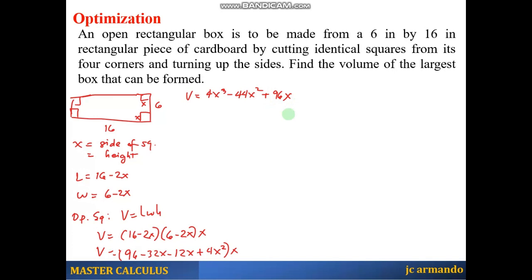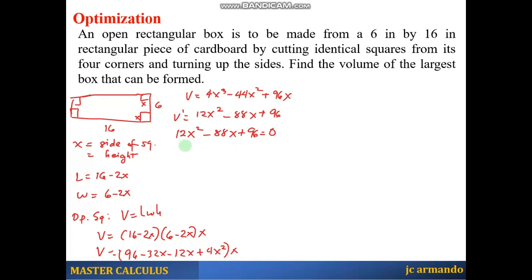So, yung ating function, yan yung ating optimization equation, 4x cubed minus 44x squared plus 96x. So, kunin natin yung derivative. So, we have V prime is just equal to 12x squared minus 88x plus 96. Then, makikita nyo, i-equate natin to 0 muna para makuha yung critical number. So, para hindi tayo mahirapan dyan, divide natin by 4.